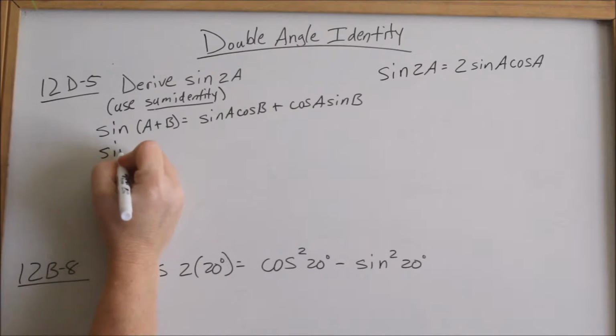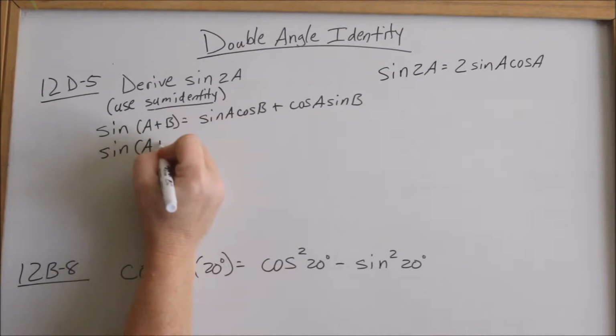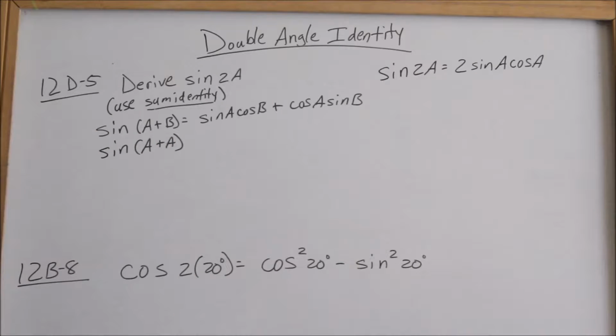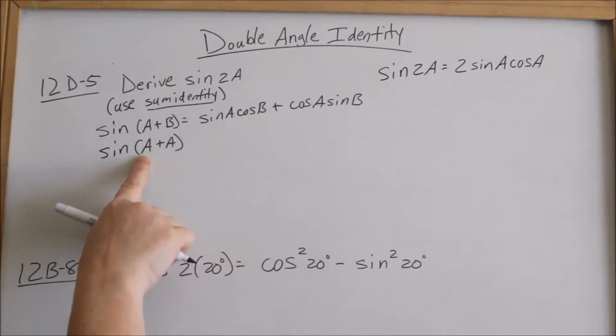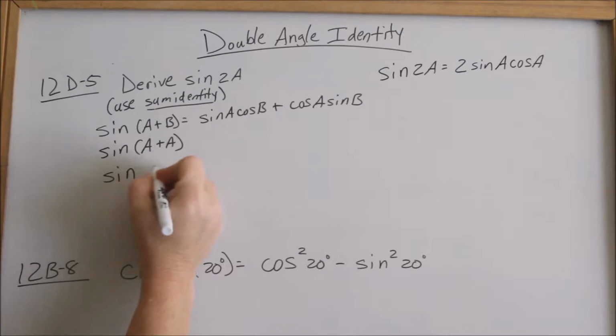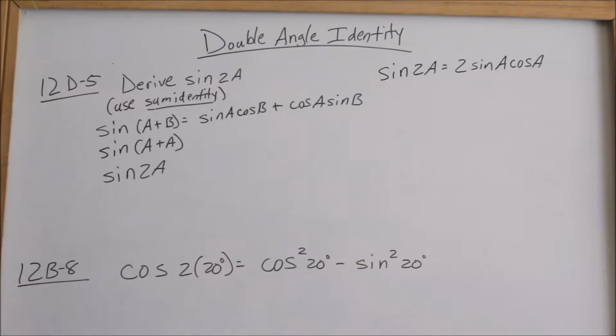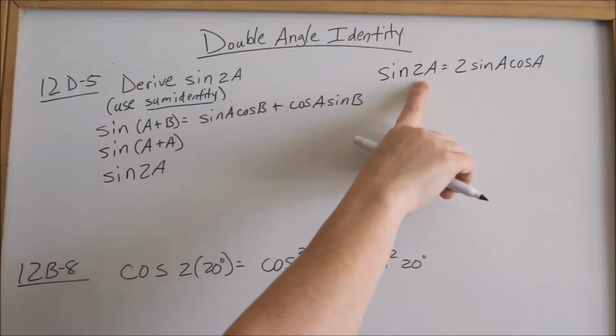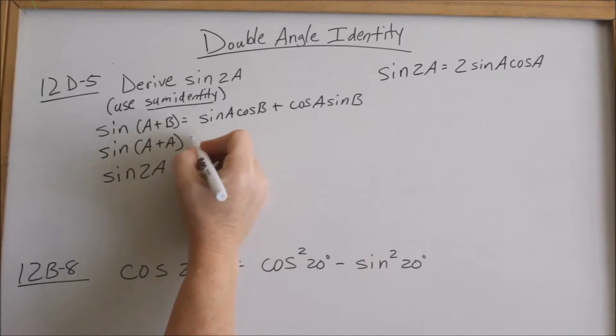So in other words, what if they were both the same angle? If they were both the same angle, then we would have sine of a plus a. Well, from algebra, what is a plus a? One of these plus one of these is two of these. 1a plus 1a is 2a. So now we have sine of 2a. Well, that's the left side of our double angle identity, okay?